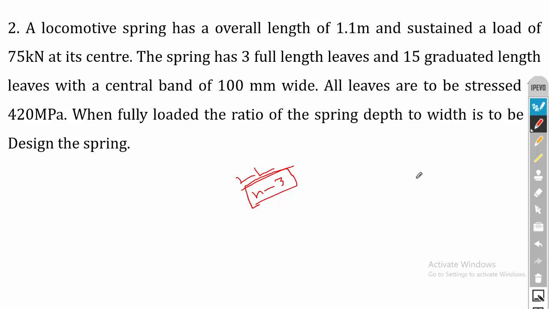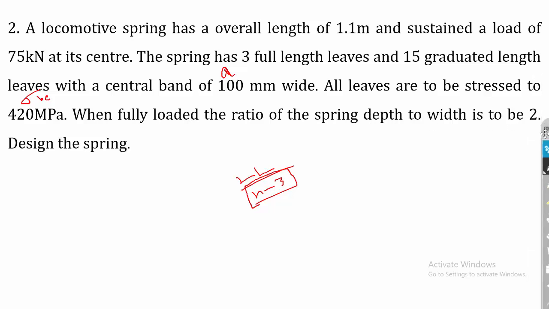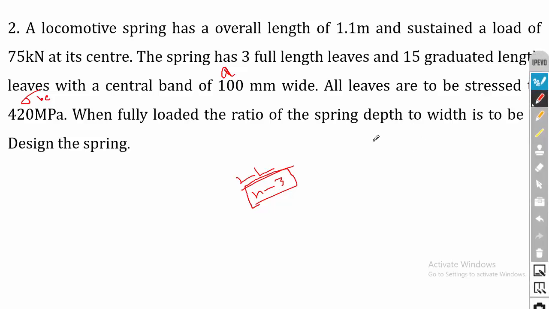The calculation of length is a challenging task, so do it carefully. Then the central band is 100 mm wide, so A is given as 100 mm. All the leaves are to be stressed to sigma B equal to 420 megapascal when fully loaded. The ratio of spring depth to width is to be 2, so t by b is equal to 2.